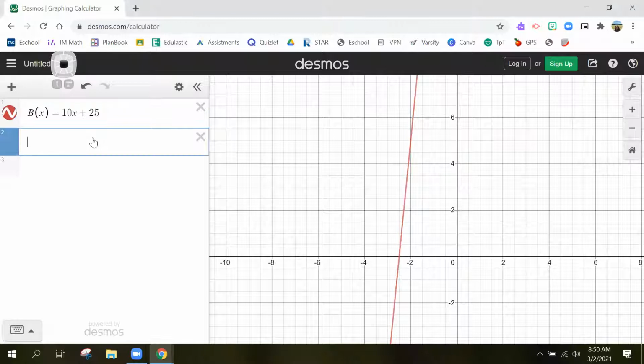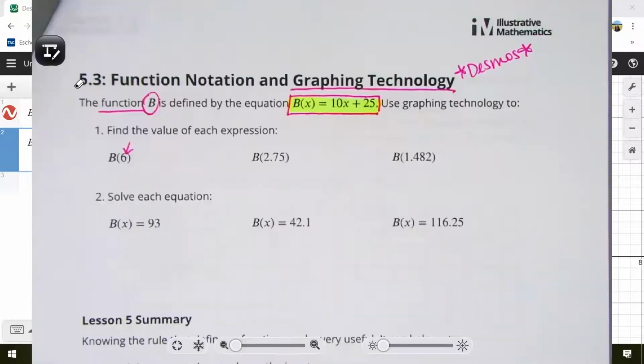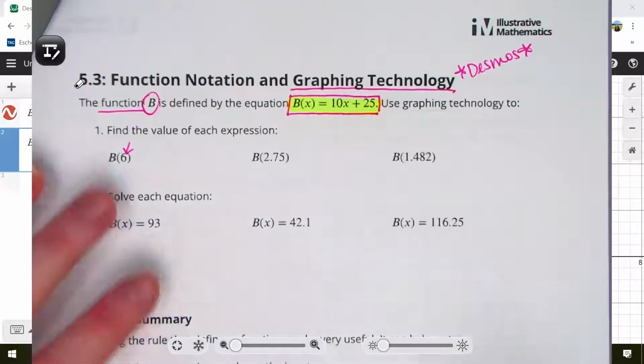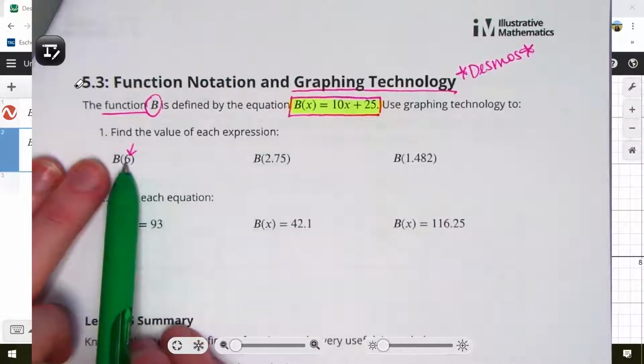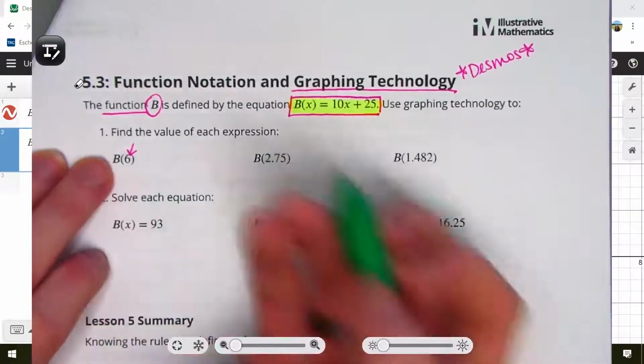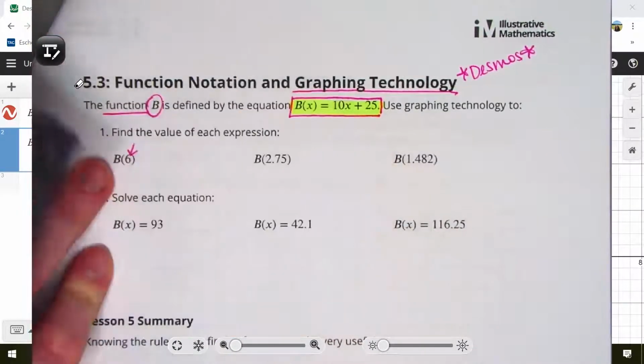Now they told us to find the value of each expression. We want b of 6. So clicking on the little next thing down here, I have a capital B, parentheses, 6, close parentheses, and look, it tells me the answer right there. So b of 6 equals what? 85. So we know that this is that same function from the last one. If this college student went 6 gigs over, how much money is she spending? $85.